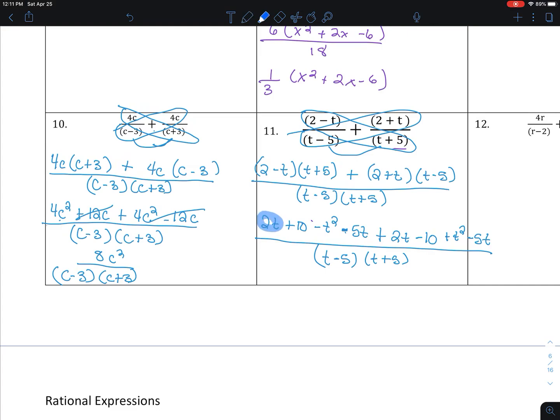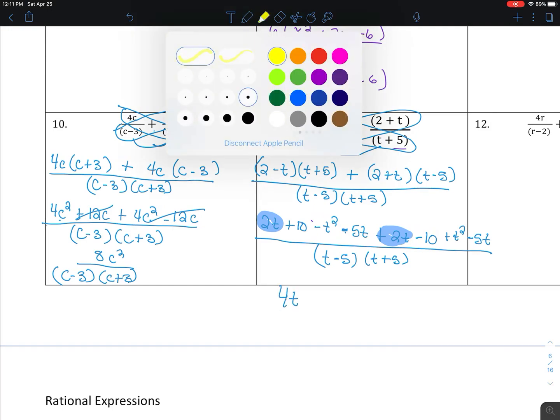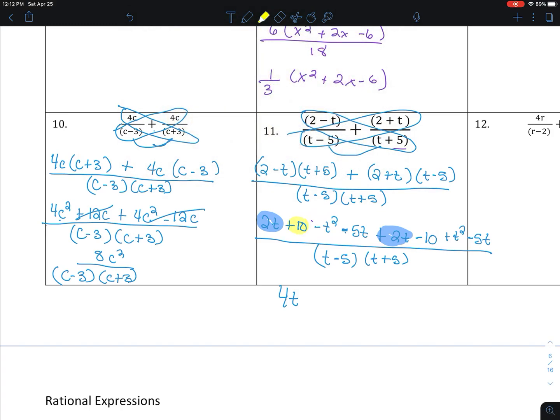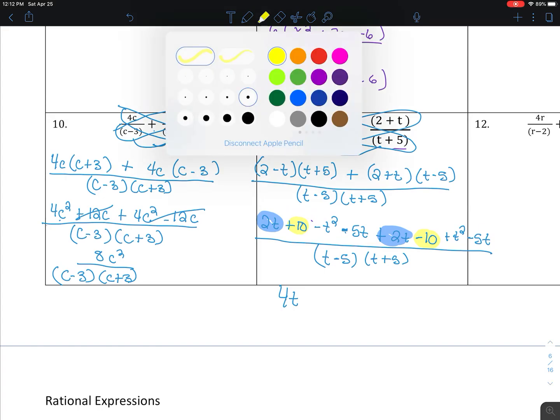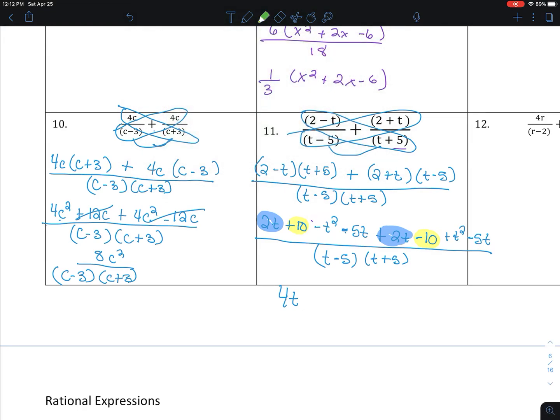So what are our like terms here? Let's do our like terms. I got 2t and 2t, so that's going to be 4t. I got 10 and negative 10. Well, that's going to be 0. And I got negative t squared and positive t squared. That's going to be 0 as well. And then I have negative 5t and negative 5t. So that's actually going to be minus 10t.